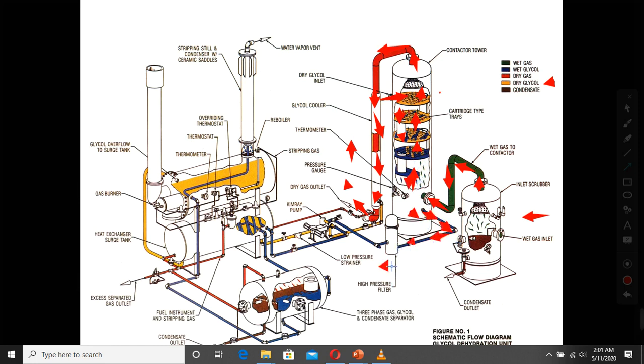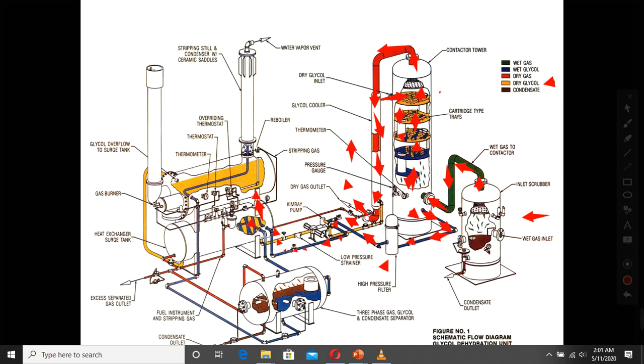This is the high pressure filter. Any contaminants are removed. Then it goes here, this blue line. Then here we have the heat exchanger, reboiler. It boils it. When it is boiled, the dry glycol then goes inside here, the dry glycol which is free from the water.